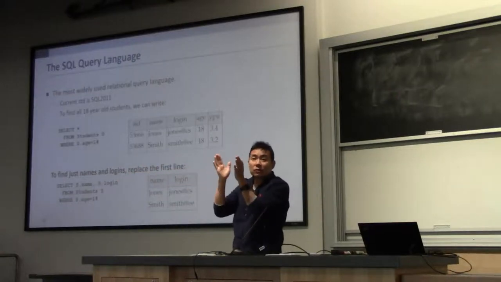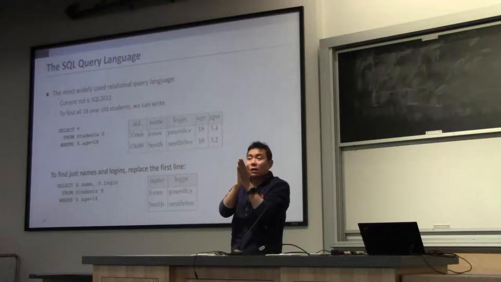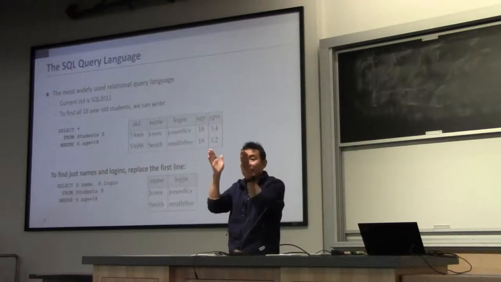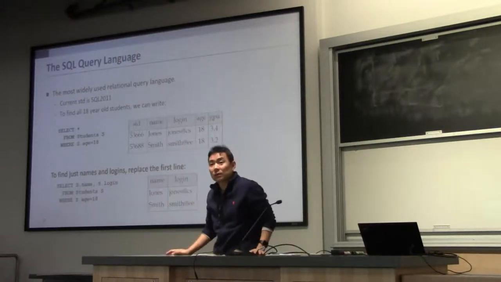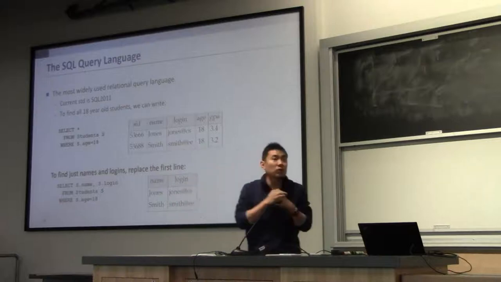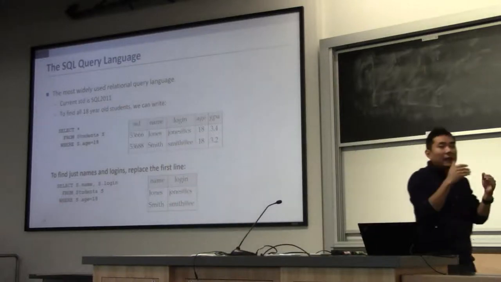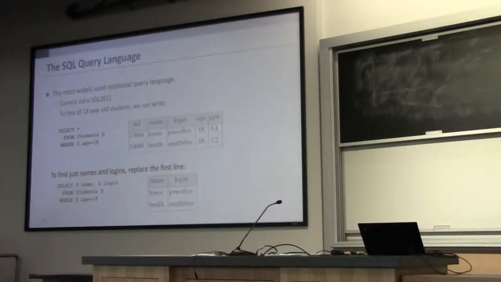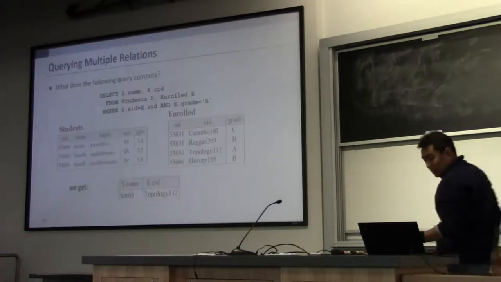The select clause provides a list of attributes for you to select a subset of columns. So when you combine these two, you can select any row and column combination, if you think about it. Does that make sense? Okay? Now, moving on to the next slide.